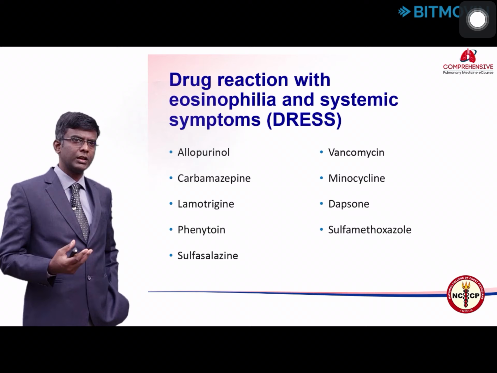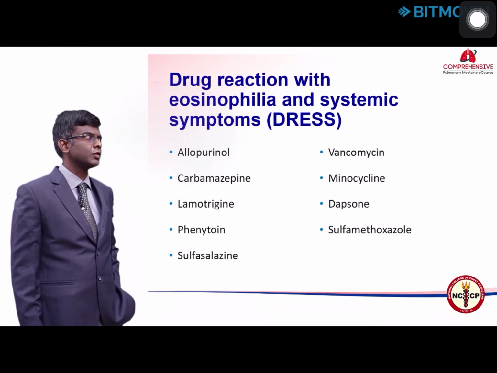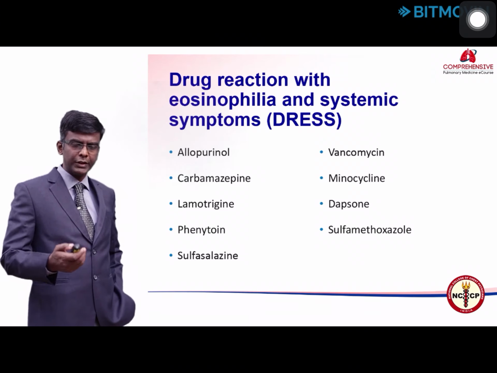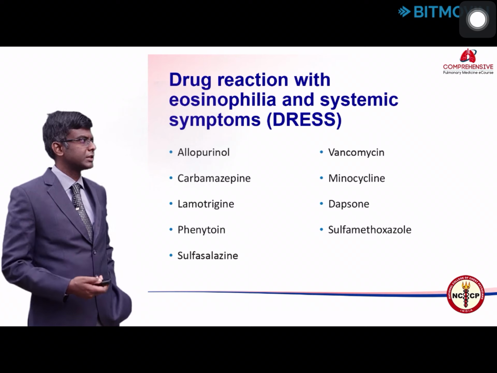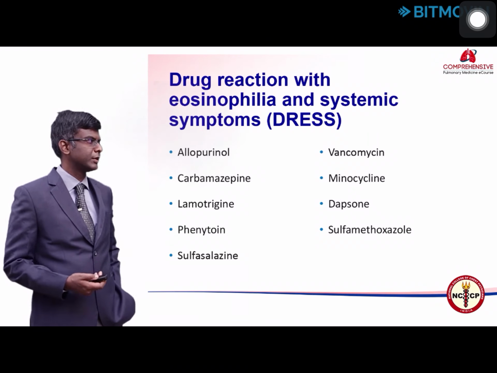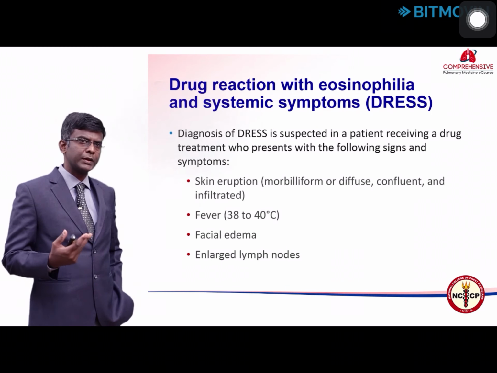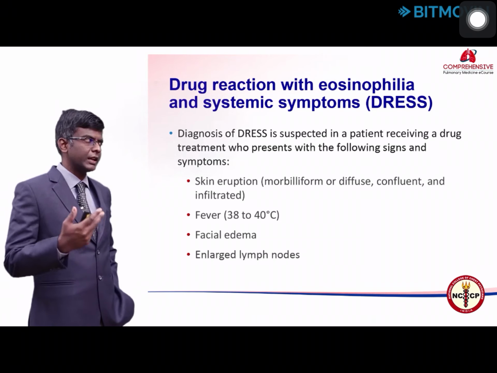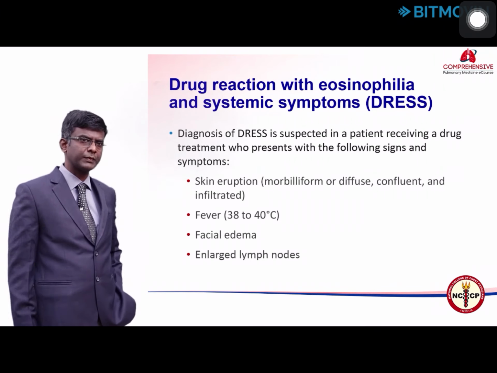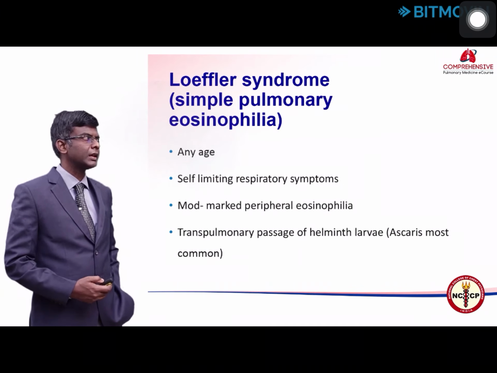There is a specific condition or syndrome called DRESS syndrome, drug reaction with eosinophilia and systemic symptoms. A number of agents are implicated. Some of the examples are allopurinol, antiepileptics, sulfasalazine, vancomycin, and minocycline. These patients present with systemic symptoms like skin eruptions, fever, facial edema, and enlarged lymph nodes. A minority of them can have respiratory symptoms.